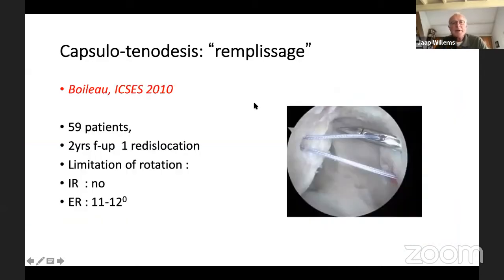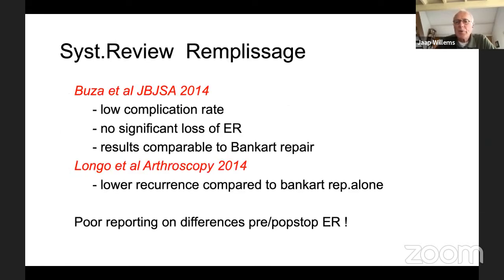Well, one of the first series, Ballot, showing it at the meeting in Edinburgh, he did see a limitation of external rotation, not in internal rotation. I would quickly go to the study of Vivek Pandey from Manipal. He did a very nice study, but he showed that the patients with a remplissage had both an internal and an external rotation deficit. Not big, but it is definitely present.